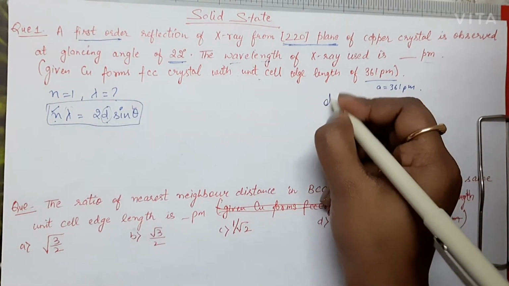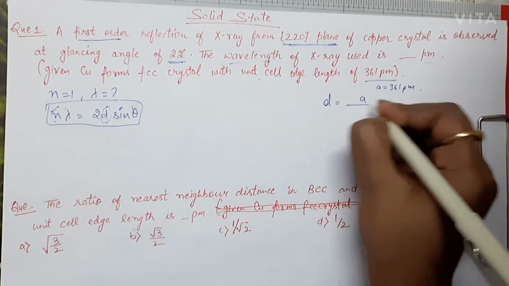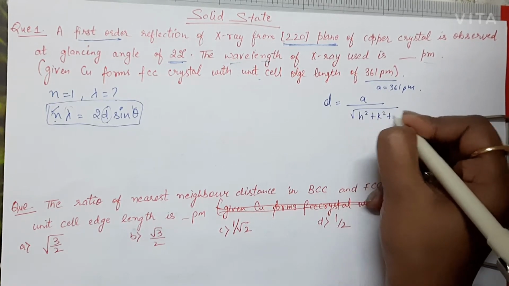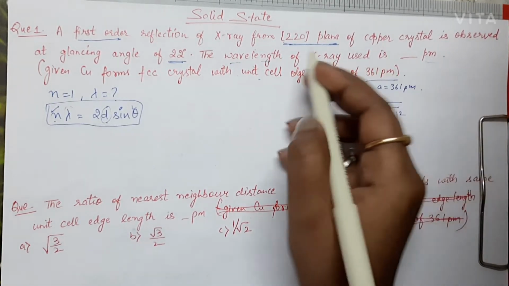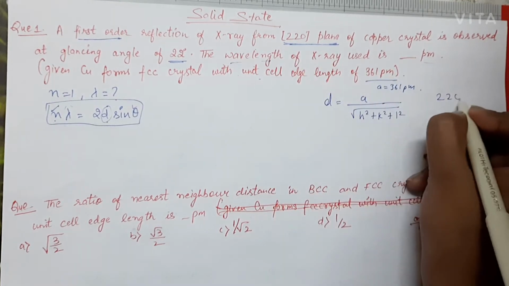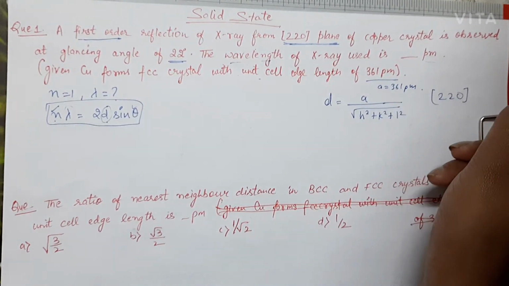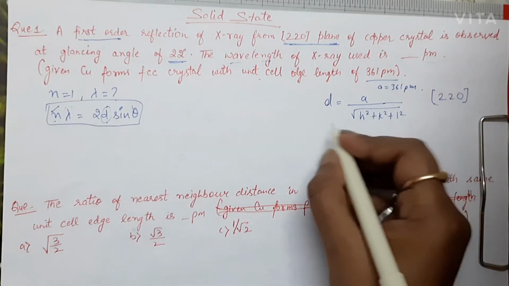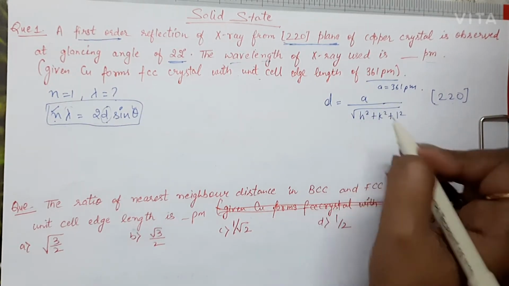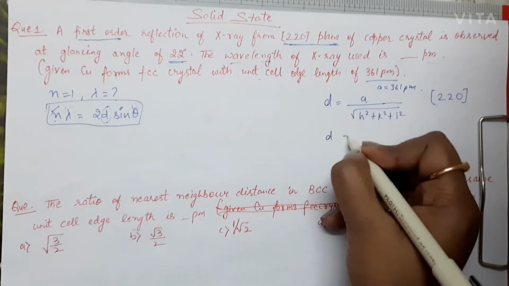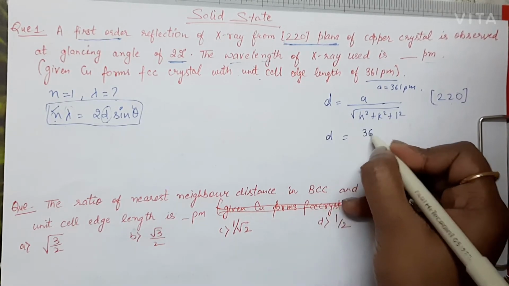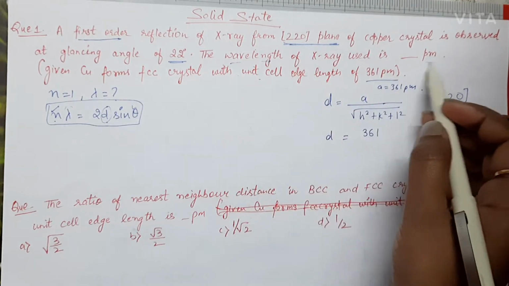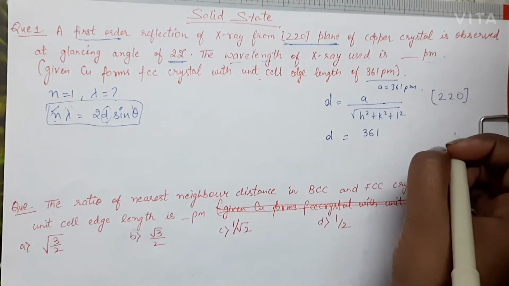So for finding out d, we know a formula, that is a upon root under h square plus k square plus l square. So we have been given a plane as 2 2 0. So we have the values of h, k and l as 2, 2 and 0. So we'll simply substitute the values of a and h, k and l. So we will be getting 361. So edge length is in picometer and we need to find out wavelength in picometer. We need not change the units.